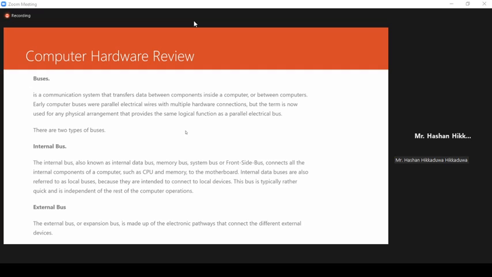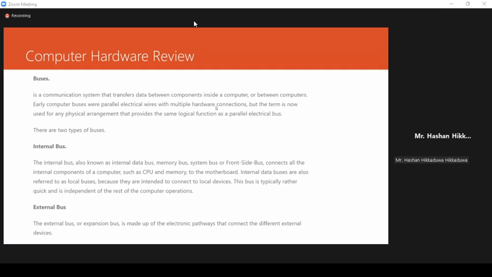The internal bus, also known as the internal data bus, memory bus, system bus, or front side bus, connects all the internal components of a computer, such as CPU and memory, to the motherboard. Internal data buses are also referred to as local buses because they are intended to connect to local devices. This bus is typically rather quick and is independent of the rest of the computer operations.